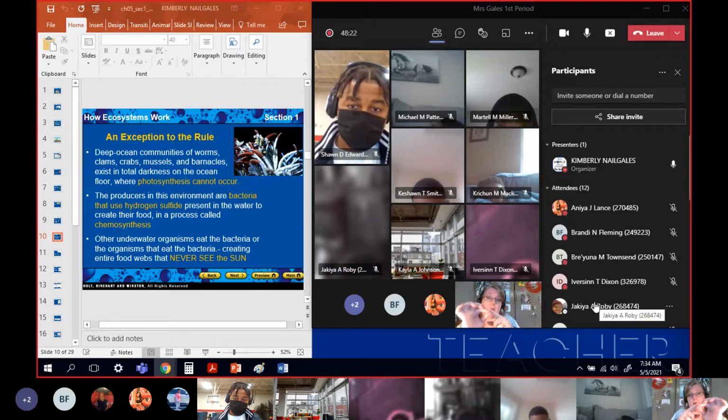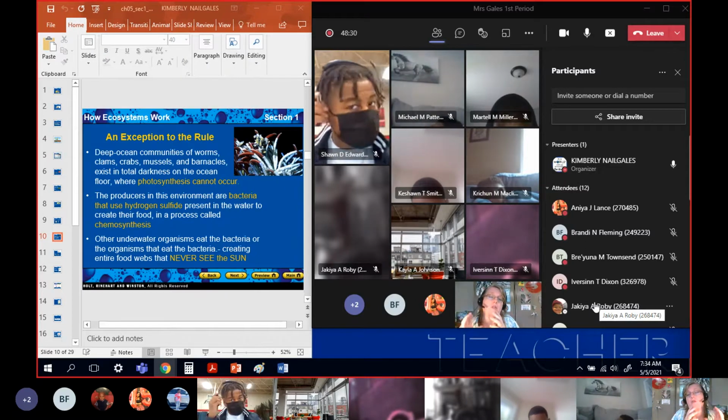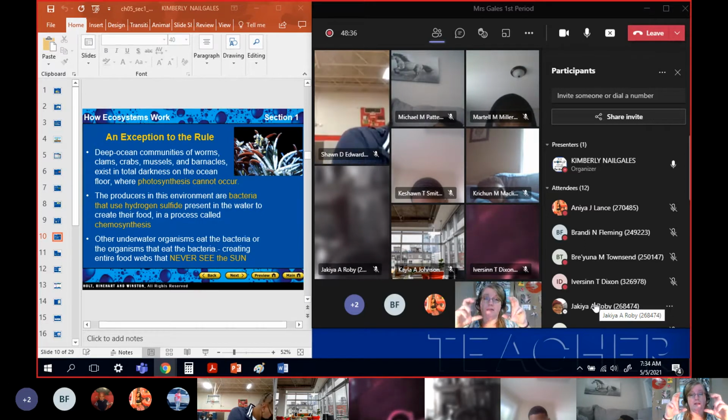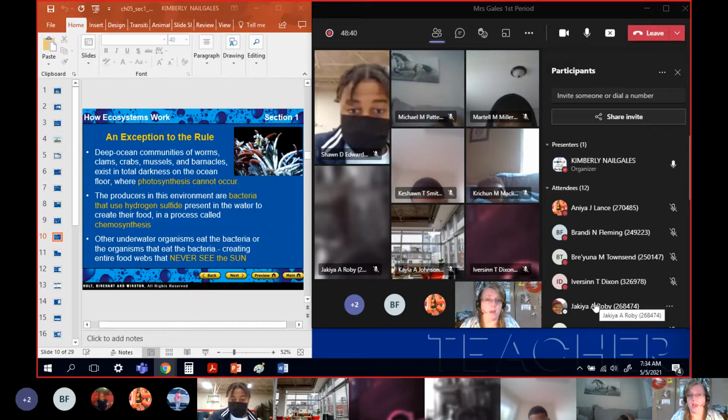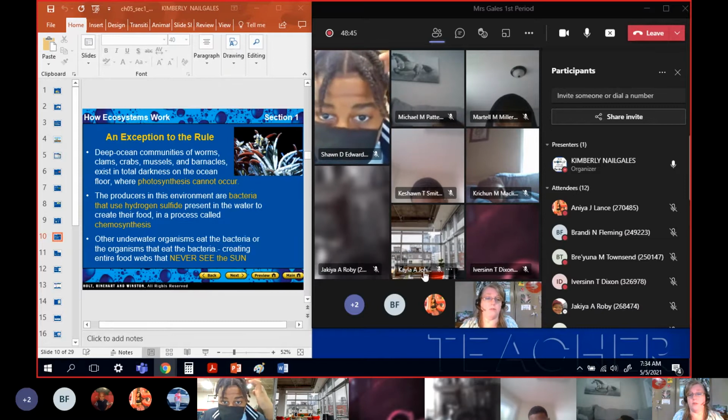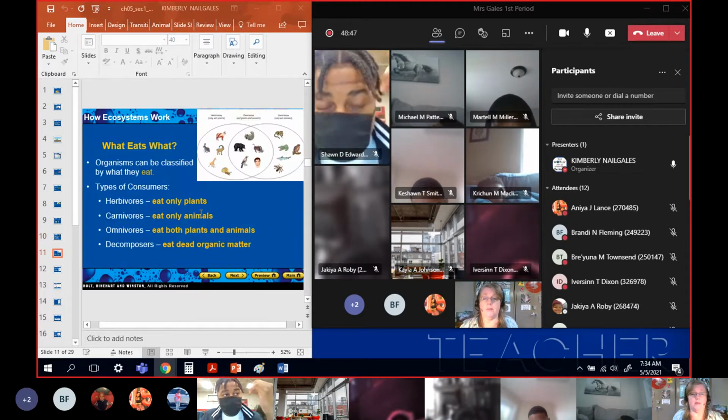Then something can eat the bacteria, and then something eats that, and something eats that, and something eats that. And that's how you get energy in the bottom of the ocean with no sun. So they're getting their energy from these chemicals, not from light. So you can't call it photosynthesis. Photo means light. There's no light. They're using chemicals, so you call it chemosynthesis. Okay, but that's the only exception to the rule. Everybody else is getting their energy from the sun.